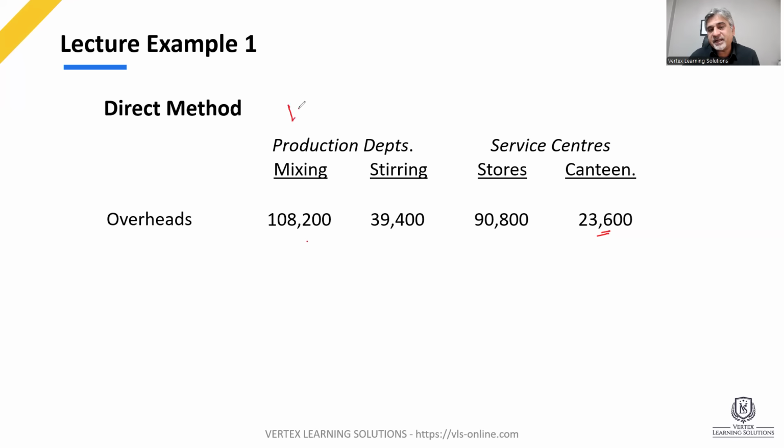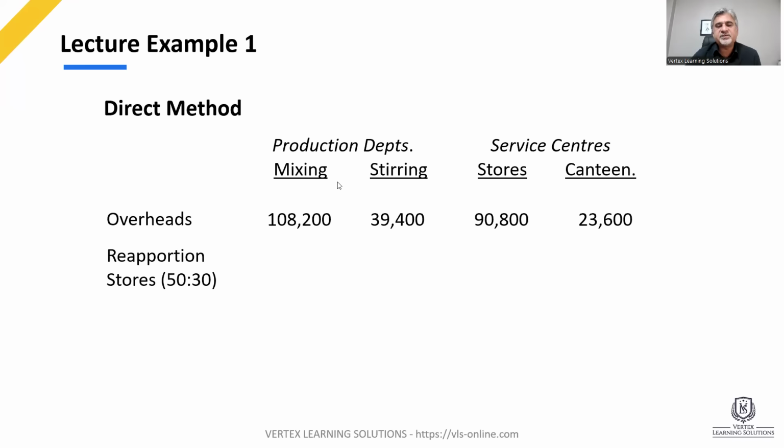So if the mixing department has 100 people working there and stirring has only 50 people working here, it means the mixing department should be getting twice the cost of the stirring department. So this 23,600, I will divide by 3 and multiply by 2, and that should go to mixing. I'm just giving you an example. So the number of people should be the basis for this division. That's one logic.